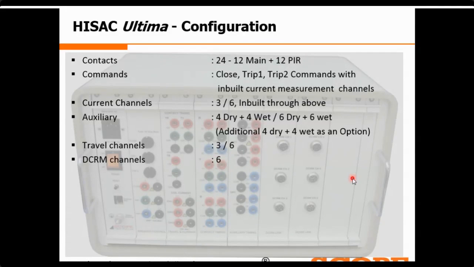Additionally, we have 6 DCRM channels, so up to a 400 kV circuit breaker you can test all the interrupters of the circuit breaker on a single shot basis. That is the beauty of our product. With a single connection up to 400 kV, you can test all the interrupters simultaneously. That is why the test time is the least compared to other manufacturers, and also the stress on the circuit breaker is very minimal.